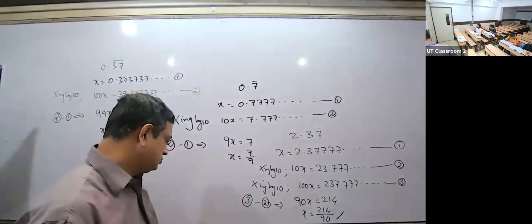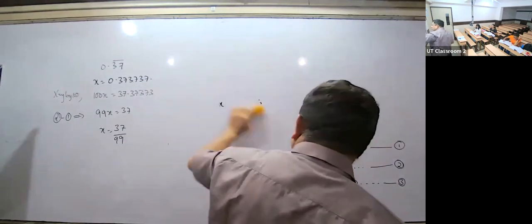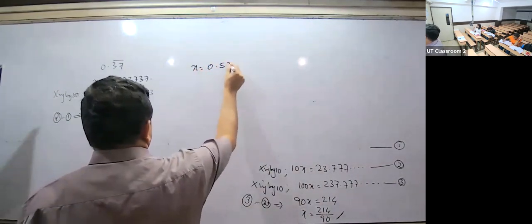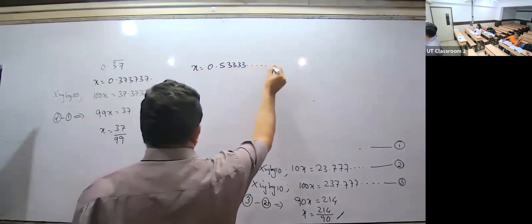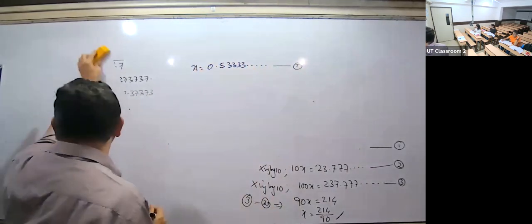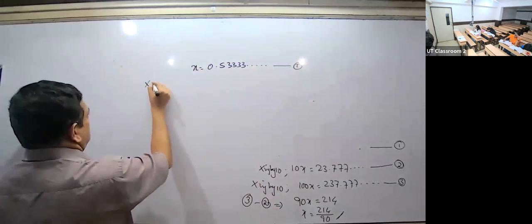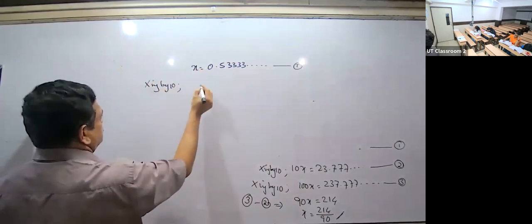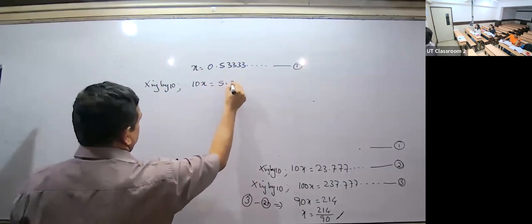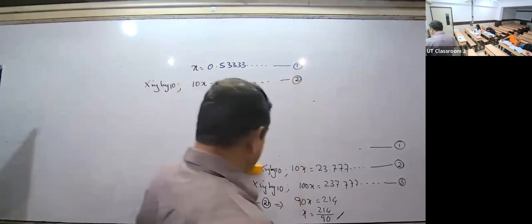What is the first question? 0.53, where only the 3 is repeating. So the first step you will write x is equal to 0.5333, condition one. What is the next step to be done? Next step you have to multiply by 10. When you multiply by 10, what do you get? 10x is equal to 5.3333, condition 2.